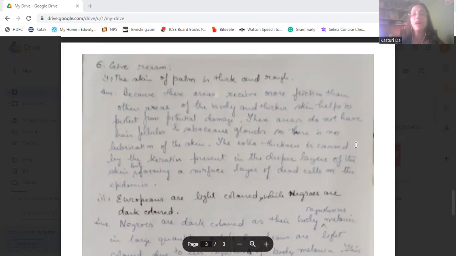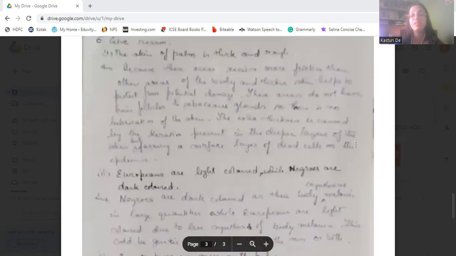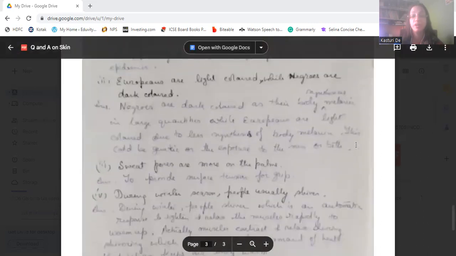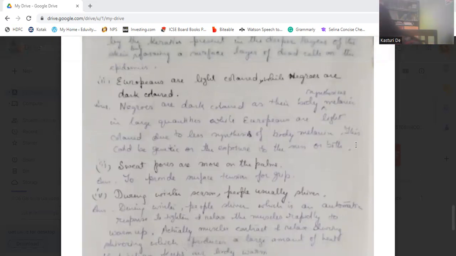Europeans are light colored while Negroes are dark colored. Negroes are dark colored as their body synthesizes melanin in large quantities, while Europeans are light colored due to less synthesis of melanin.